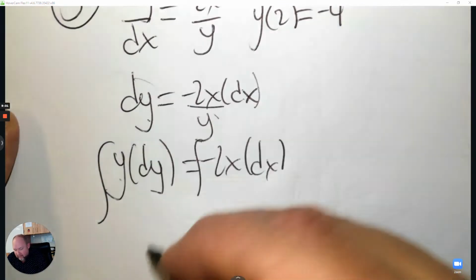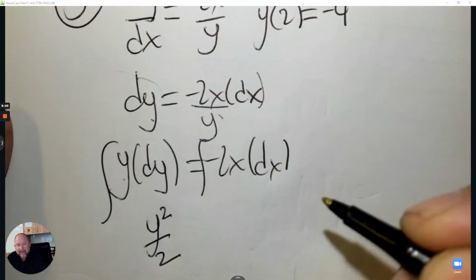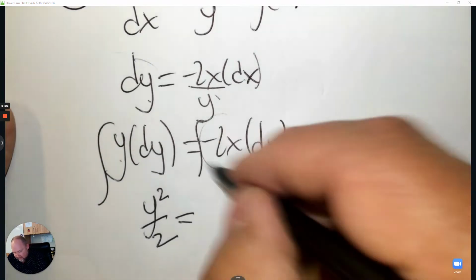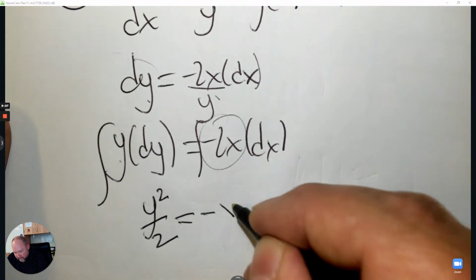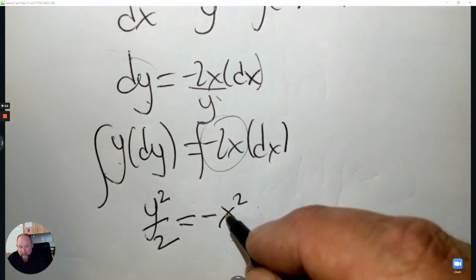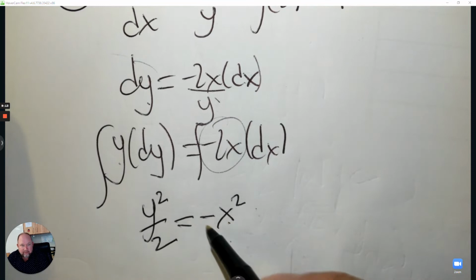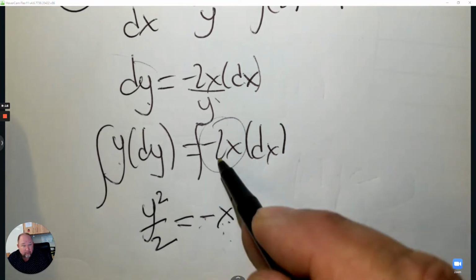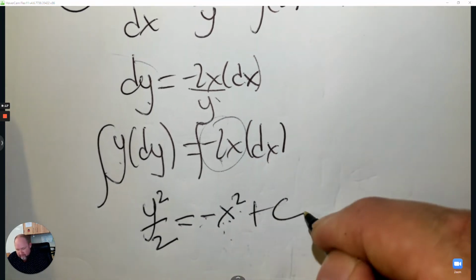So when I integrate y, you add 1 to the exponent and divide. Here, I'm going to add 1 to the exponent. When I divide, the 2's cross out, and it's just x squared. Now, the derivative of negative x squared is negative 2x. See how they match? And then plus c.